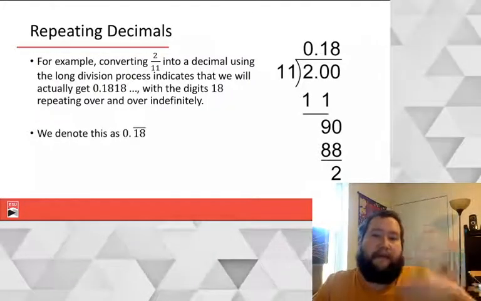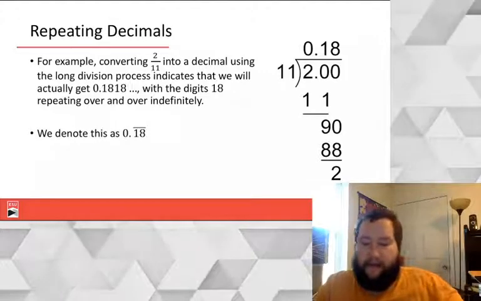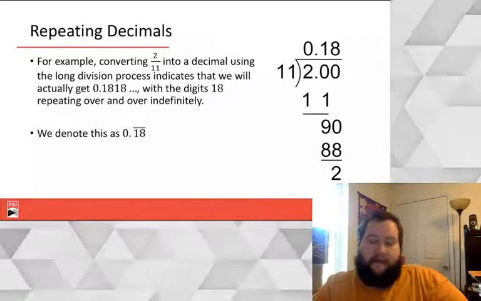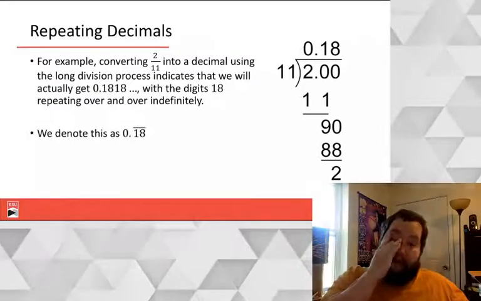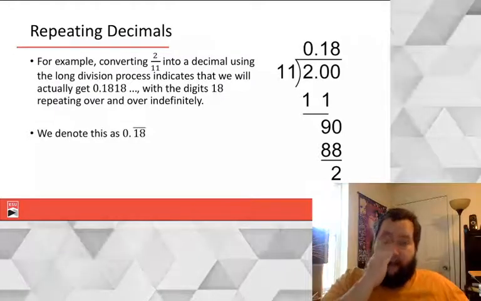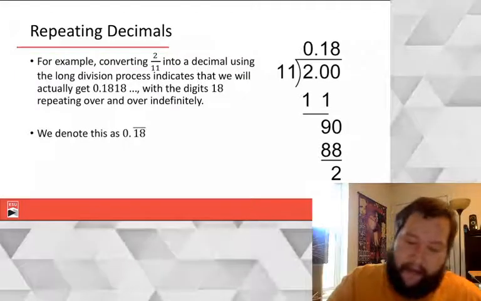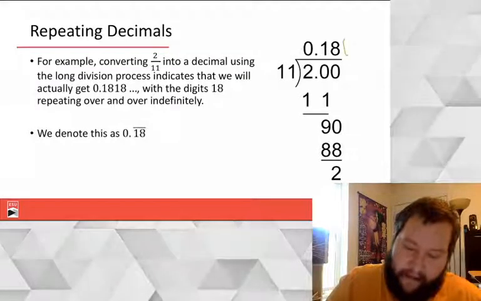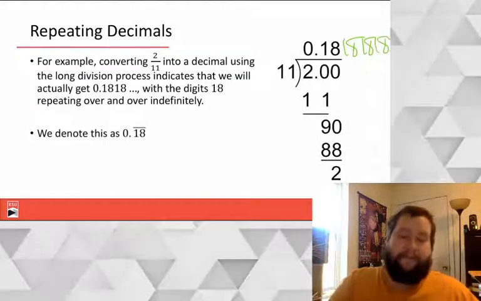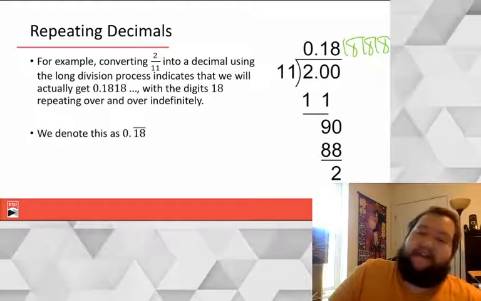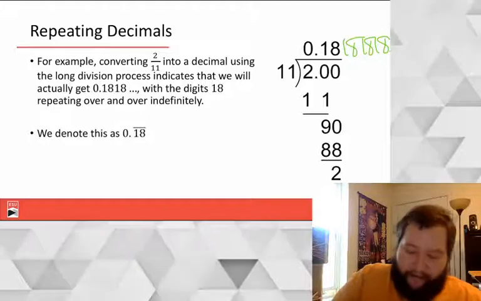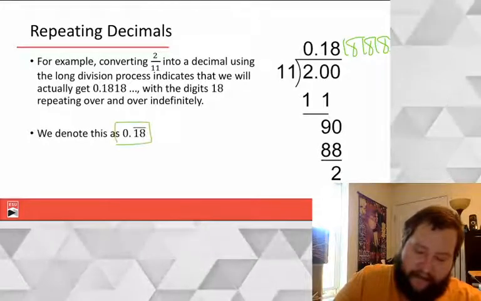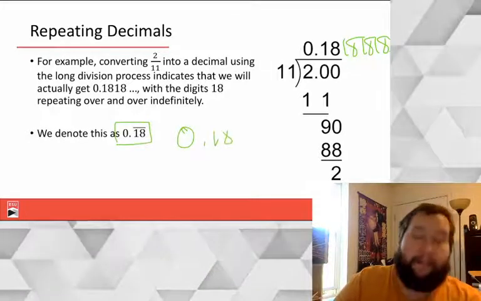So we actually get 0.18. If you do that work, it doesn't fit into 2, but it fits once into 20, and then 8 times into 90, we're back at 2, and so we'll repeat, and we get 0.18, 18, 18, 18, and so on and so on. Because we don't want to write it forever, but we do want to make a note that it repeats forever, we'll use this notation, 0.18 with a bar.